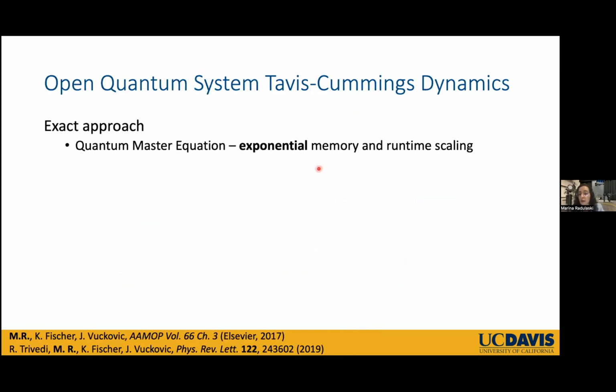However, modeling the Tavis-Cummings Hamiltonian is computationally very expensive. The exact approach is the quantum master equation, which solves the Lindblad dissipator, and usually this is implemented using QuTiP, which is the Quantum Toolbox in Python. This method requires exponential memory and runtime. And so it usually limits us to studying only a handful, or a little bit more, so a single-digit number of emitters in a cavity.